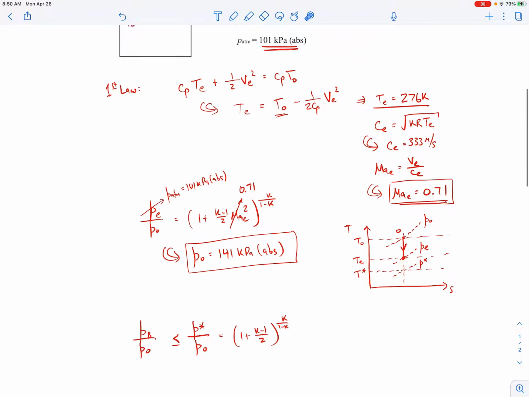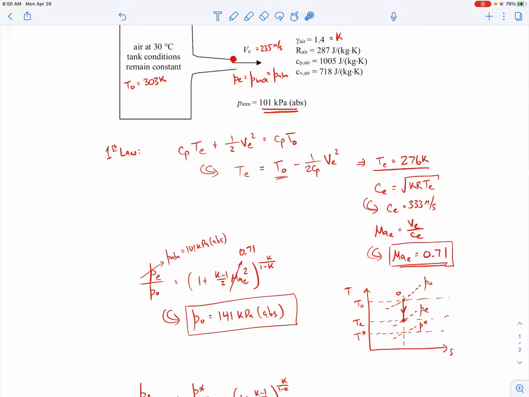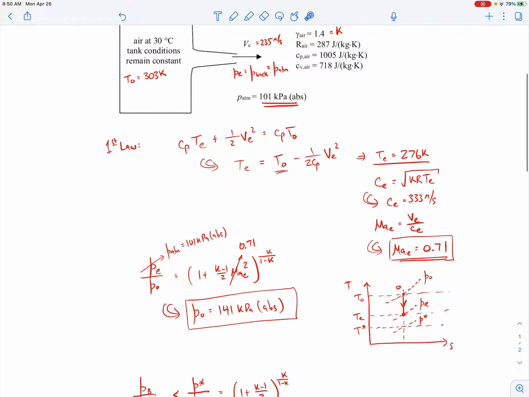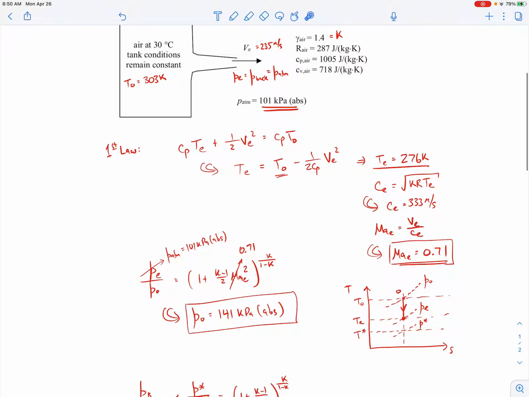Because if it's equal to P star, then that means the Mach number right at the exit will be 1. And then if the back pressure is less than P star, then it means it'll still be a Mach number of 1 here, because the flow is accelerating, the Mach number will increase, and the highest the Mach number can get is equal to 1, because that exit is the minimum area.